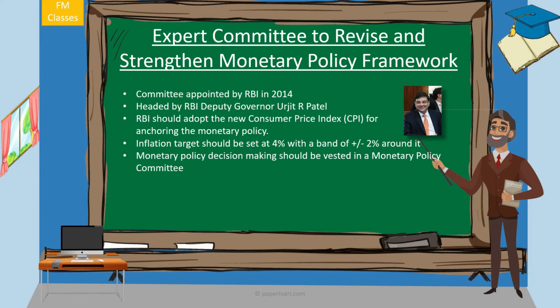And one of the major recommendations of the committee was that monetary policy decision making should be given to a monetary policy committee. Consequently, the government accepted the recommendation of this committee, and the RBI Act was amended to insert Chapter 3F, and Sections 45ZA to 45ZO were inserted to introduce the Monetary Policy Committee.